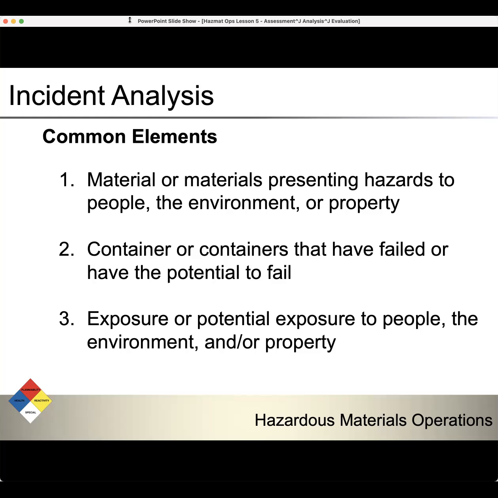So every hazmat incident, there's a hazardous material involved. The container has failed or is about to fail, or someone has been exposed or is about to be exposed. That's in all hazmat incidents.